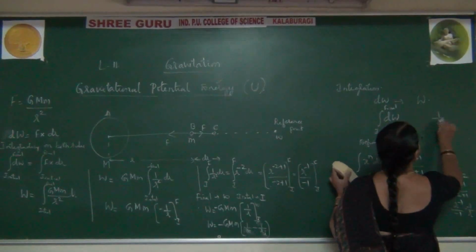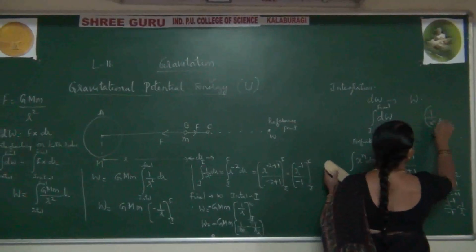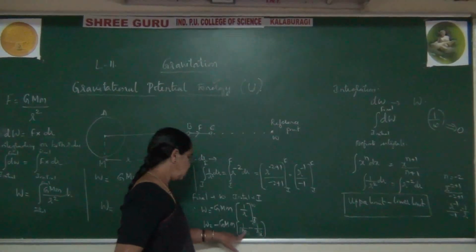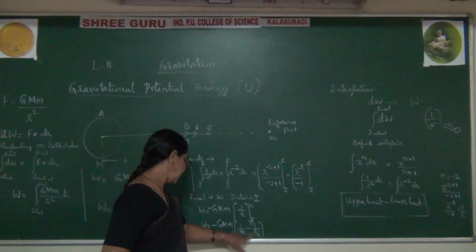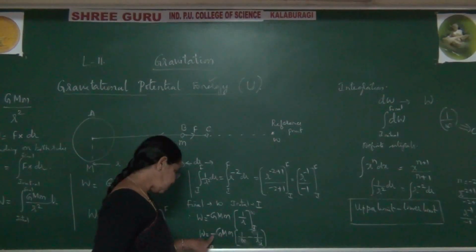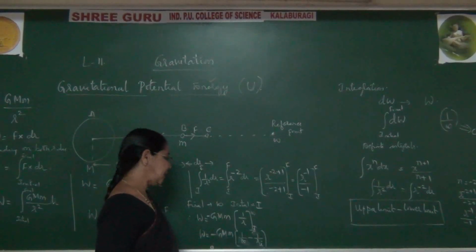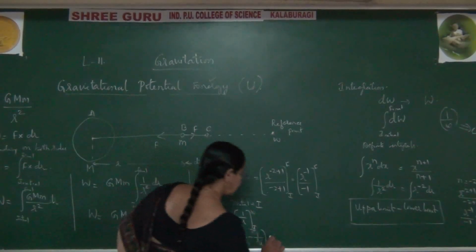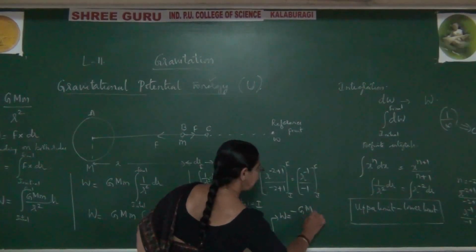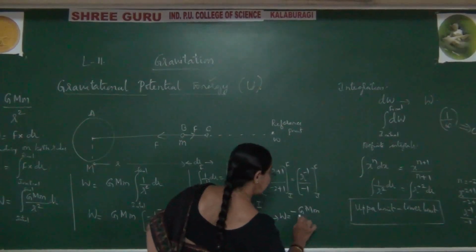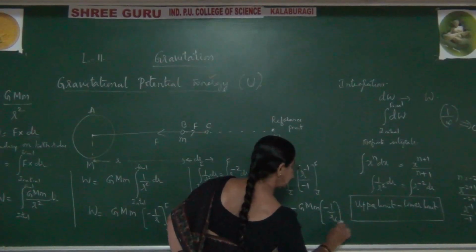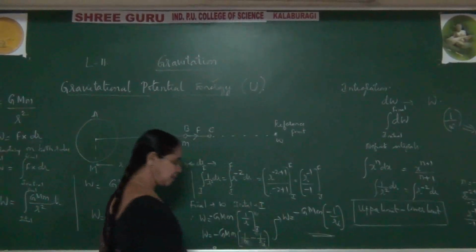But remember, you know the rules. 1 by infinity, whenever we say 1 by infinity, this always tends to 0. So here it is minus 1 by r. Here already we have minus. So this minus and minus will become plus. But let me keep as it is inside whatever the value. So you get W is equal to minus G capital M small m into minus 1 by r prime. Okay, this is our expression.